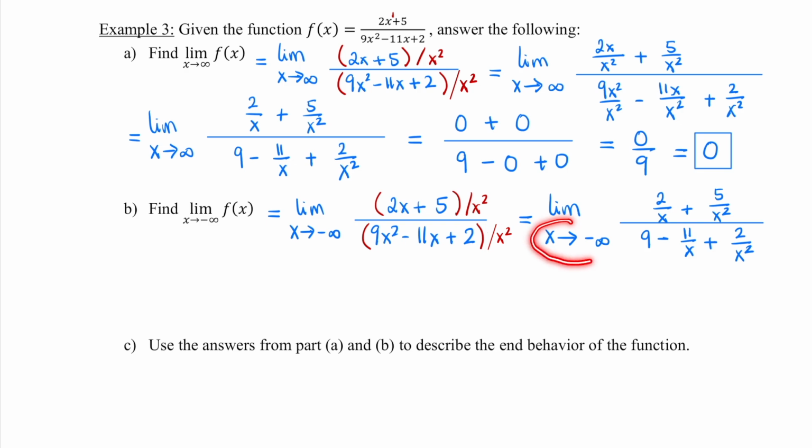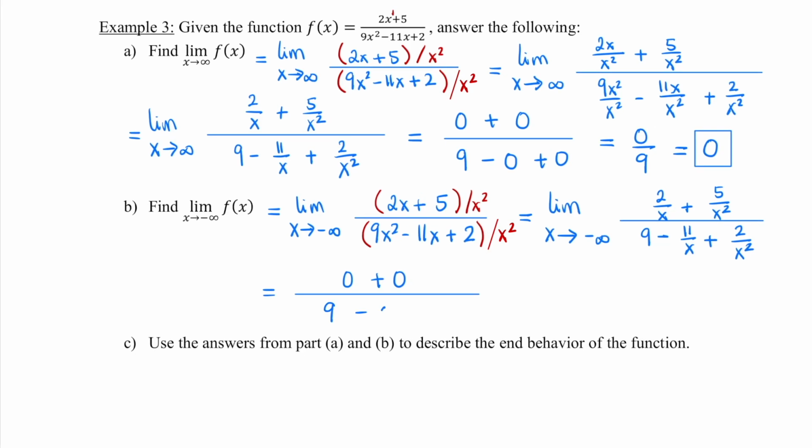As x approaches negative infinity, 2 over x approaches 0. 5 over x squared approaches 0. 11 over x approaches 0. And 2 over x squared approaches 0. So we have 0 plus 0 over 9 minus 0 plus 0, which is 0 over 9, which is 0.